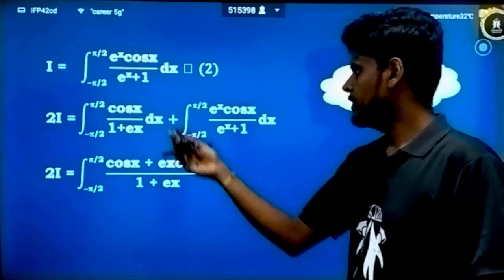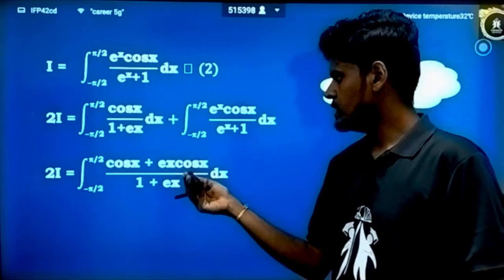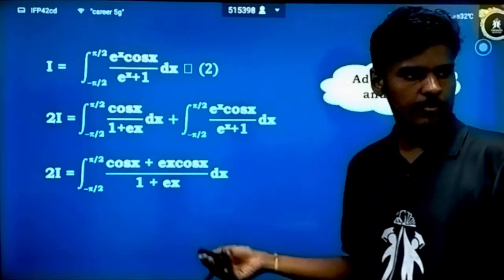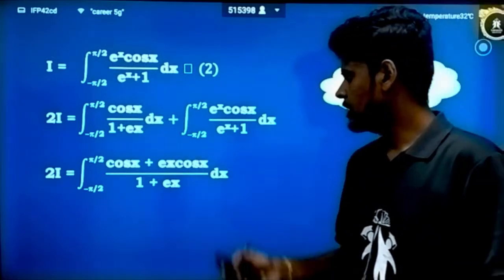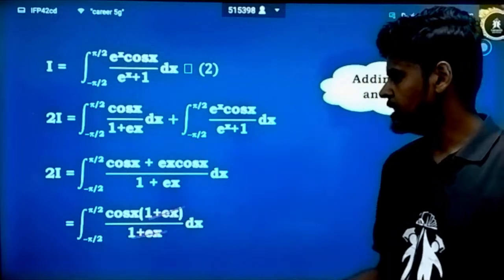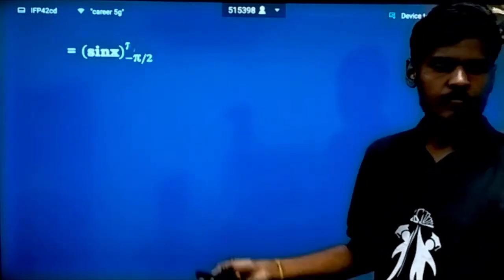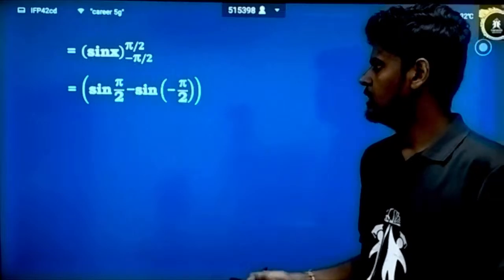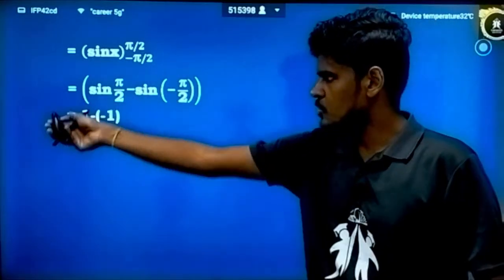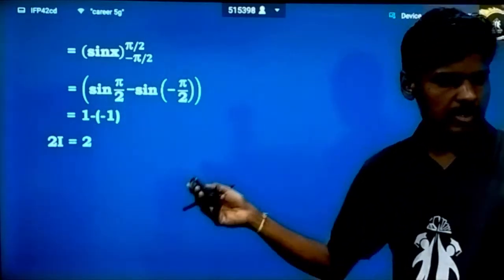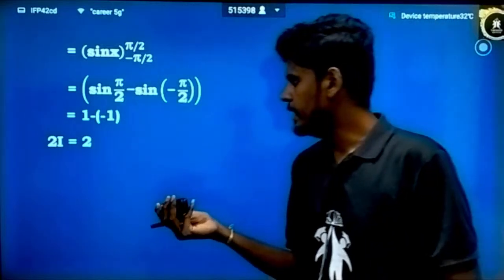Then 2I will become 1 plus e power x will get cancelled in numerator and denominator into cos x. So this is nothing but integral of cos x dx, which is sin x, and apply the limit. This value is 2I. So 2I is equal to 2. What is the value of I? I is equal to 1.